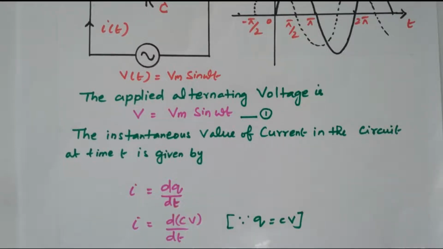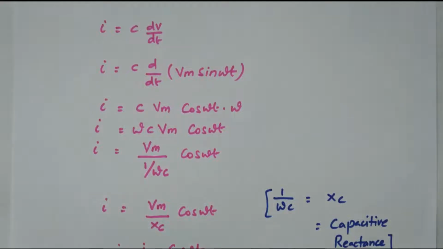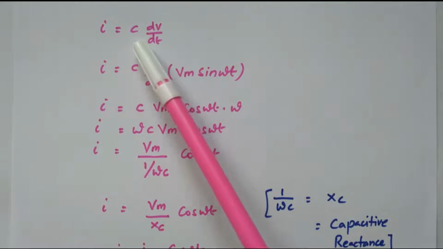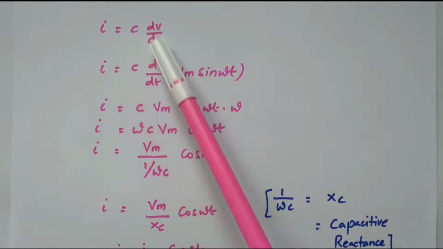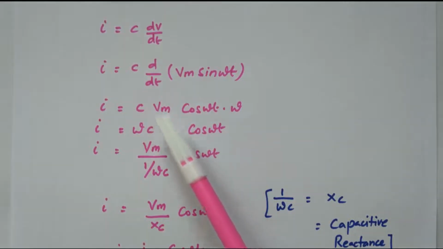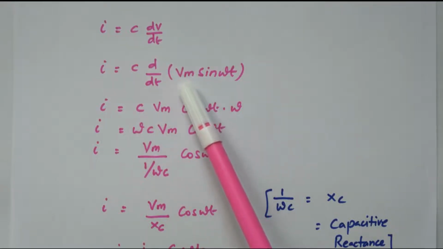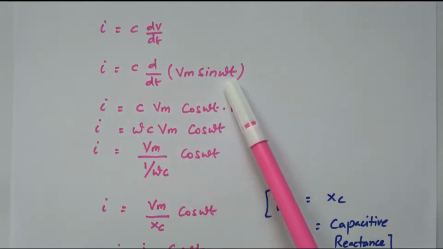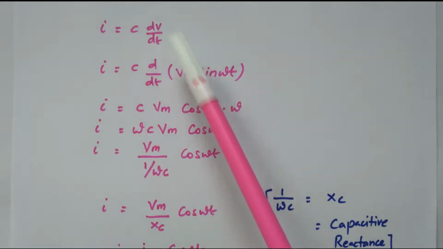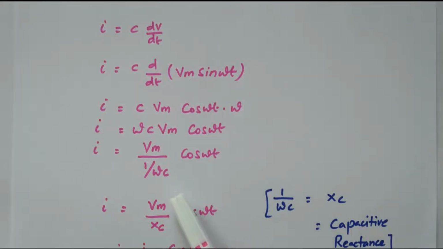But we know that Q equal to Cv. We can replace Q equal to Cv. So I equal to d by dt of Q, which is replaced by Cv. Now C is taken outside. So I equal to C dV by dt. Now I equal to C into d by dt of V, where V is replaced by the first equation, Vm sin omega t. The V is substituted as Vm sin omega t.